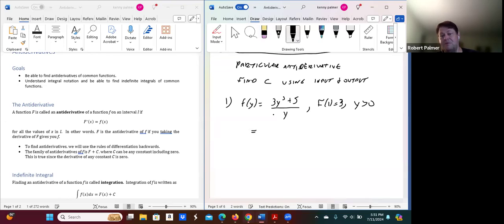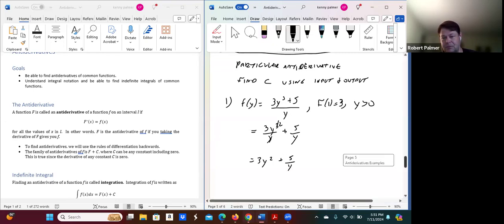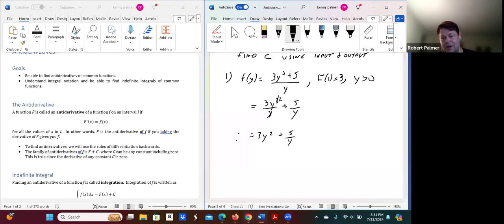Let's split this up into two fractions to make this simpler. So 3y cubed over y plus 5 over y. Of course, here we can cancel out one of the y's, make that a 2, and this is going to be 3y squared plus 5 over y. And so that's my f of y.